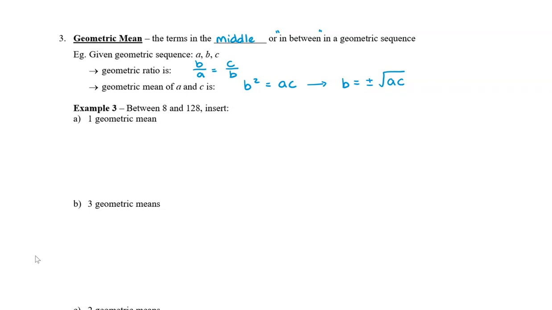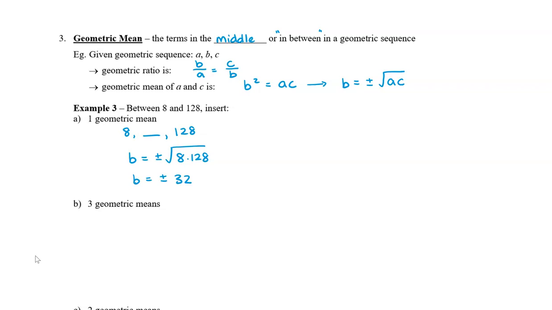All right, so let's see how to use this. So between 8 and 128, let's insert one geometric mean. So that means we want to find one number in between 8 and 128. So we can say B equals plus or minus the square root of 8 times 128. Plug this into your calculator, and you get plus or minus 32. And it can be plus or minus because remember we can go 8 times positive 4 to give 32 times positive 4 to give 128.